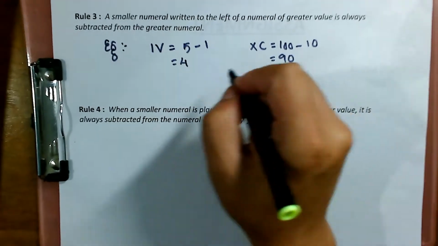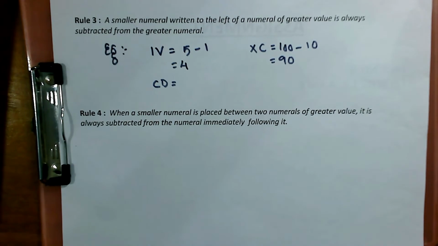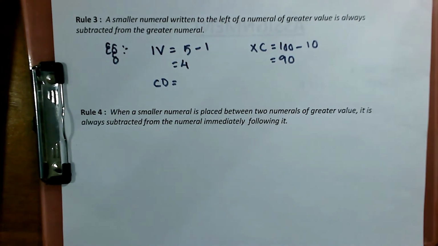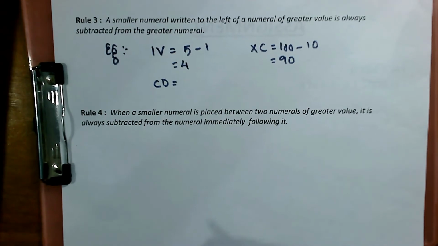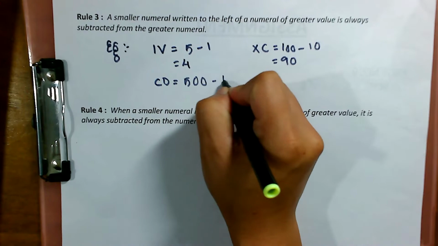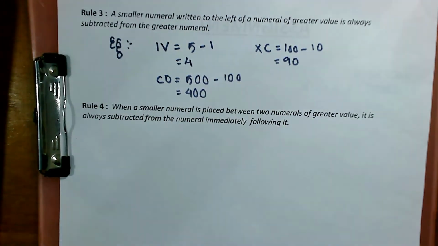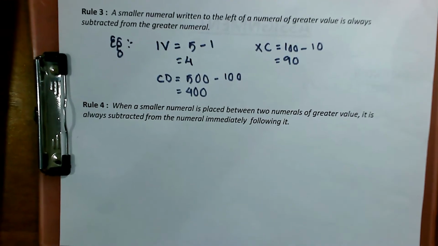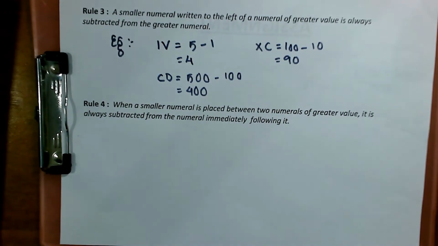Now let's say CD. Now C and D, the value of C is smaller than that of D, so it is written to the left. So what we are going to do is, the value of D is 500, so we have to subtract the value of C, which is 100, equals 400. So rule number 3 says a smaller value numeral written to the left of a numeral of greater value is always subtracted from the greater numeral.